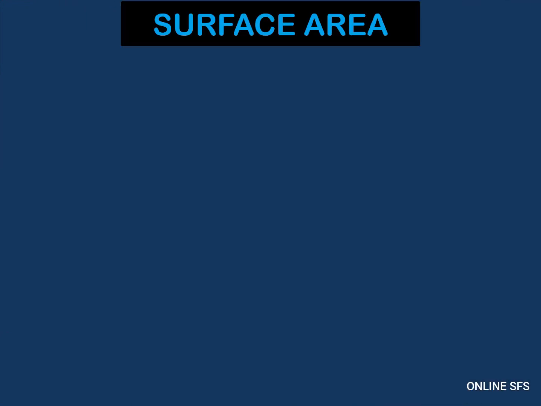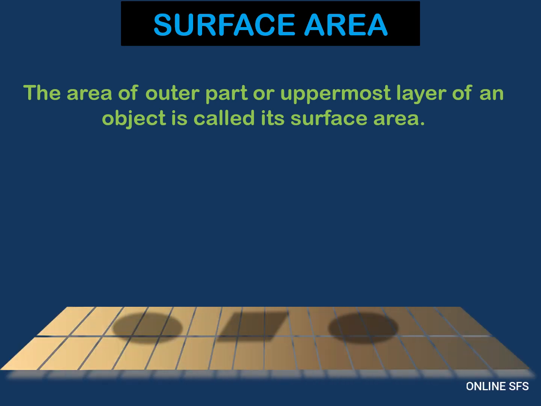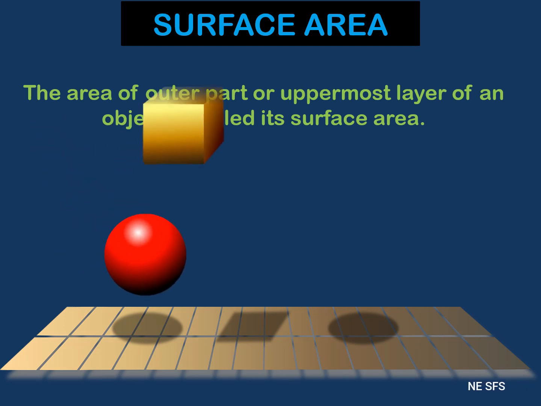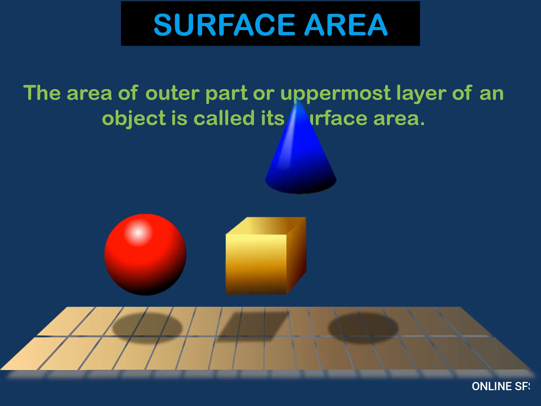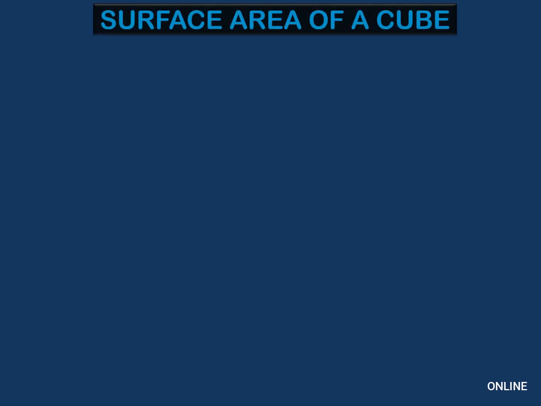Surface area is basically the area of the outer part or uppermost layer of an object. For example, if you have a three-dimensional object like a sphere or a cube or a cone, the area of the outer part, or each of the faces or surfaces of the shape, is called its surface area. Let's now study how you can calculate the surface area of a cube.